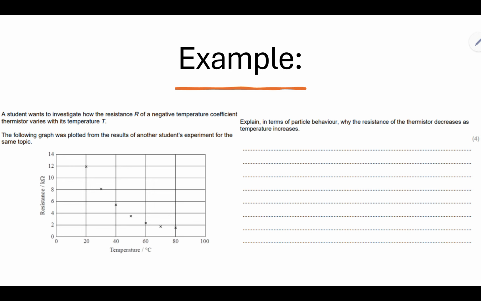So now we are going on to the second example exam-style question, where it states: explain, in terms of particle behavior, why the resistance of the thermistor decreases as temperature increases.